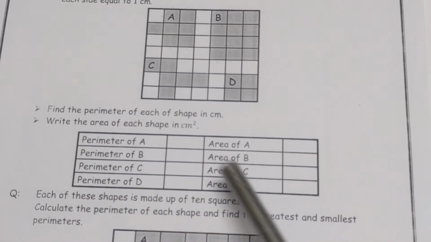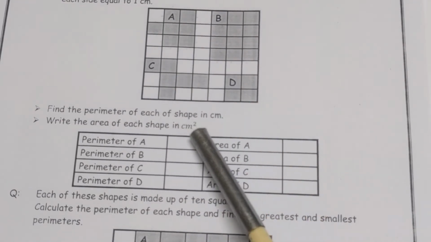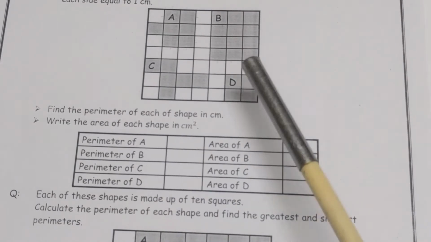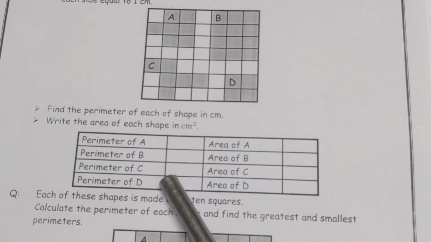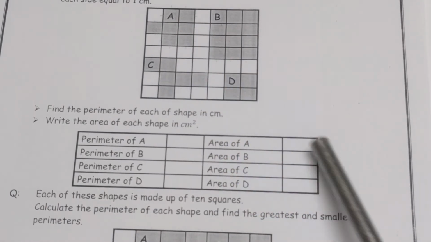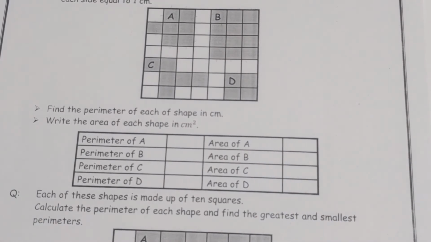So this table is given. In this table you will write the perimeter of shape A, perimeter of shape B, perimeter of C, perimeter of D. Then you will calculate the area of A, area of B, area of C and area of D. I will just solve one part.